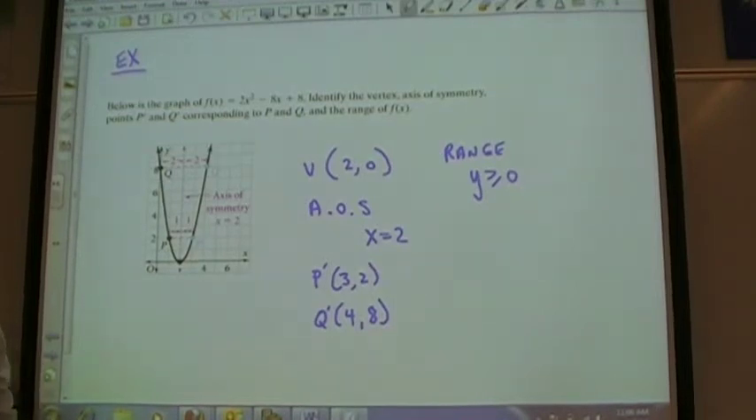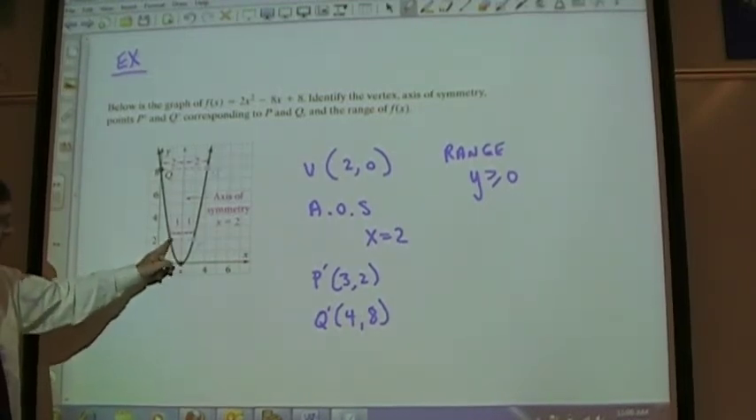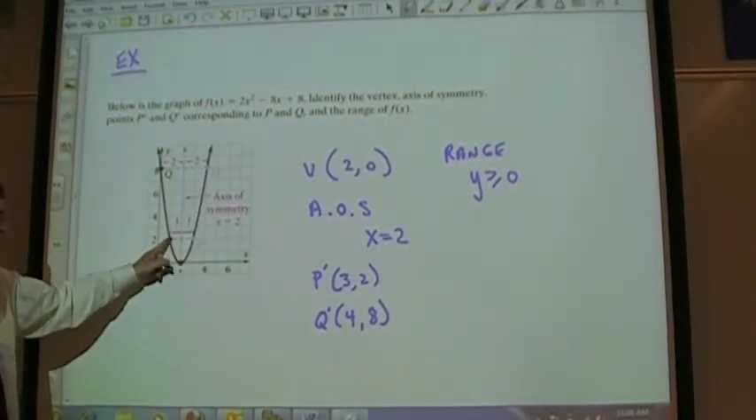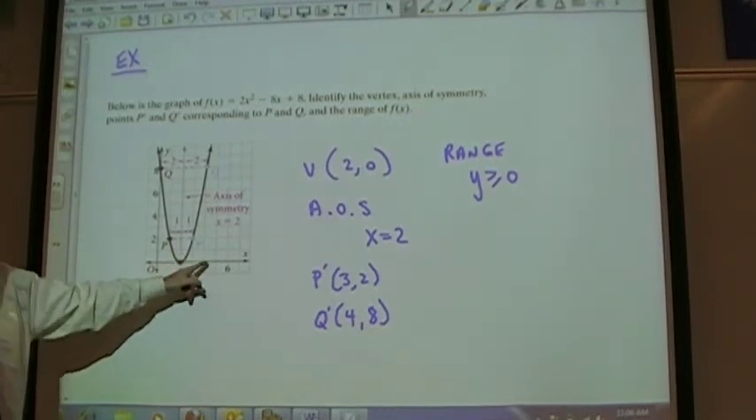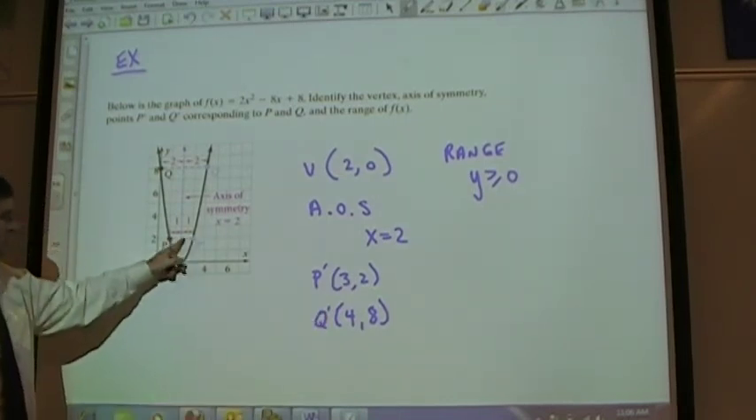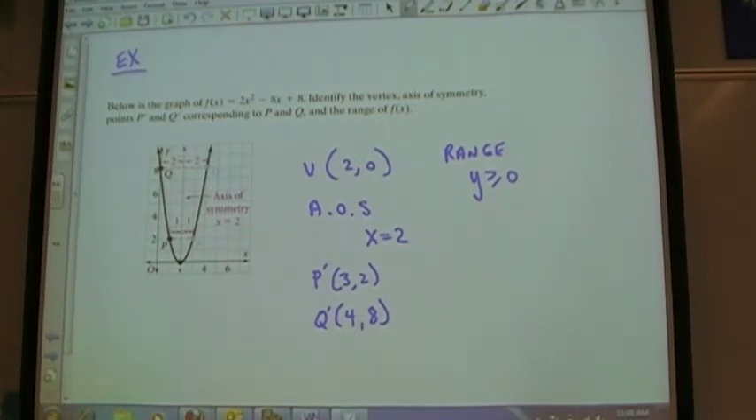You want to pick points that are the same distance from the vertex on opposite sides. So how far is P from the vertex? 1 unit, right? The vertex is at 2, P is at 1. So you want to pick 1 unit on the other side of the vertex, which puts you at 3. It's got to have the same y coordinate. Corresponding points have to have the same y coordinate, and you'll see that when we do our table. Are P and P prime, and Q and Q prime, always going to have the same y value? Yes. That's why we pick corresponding points.